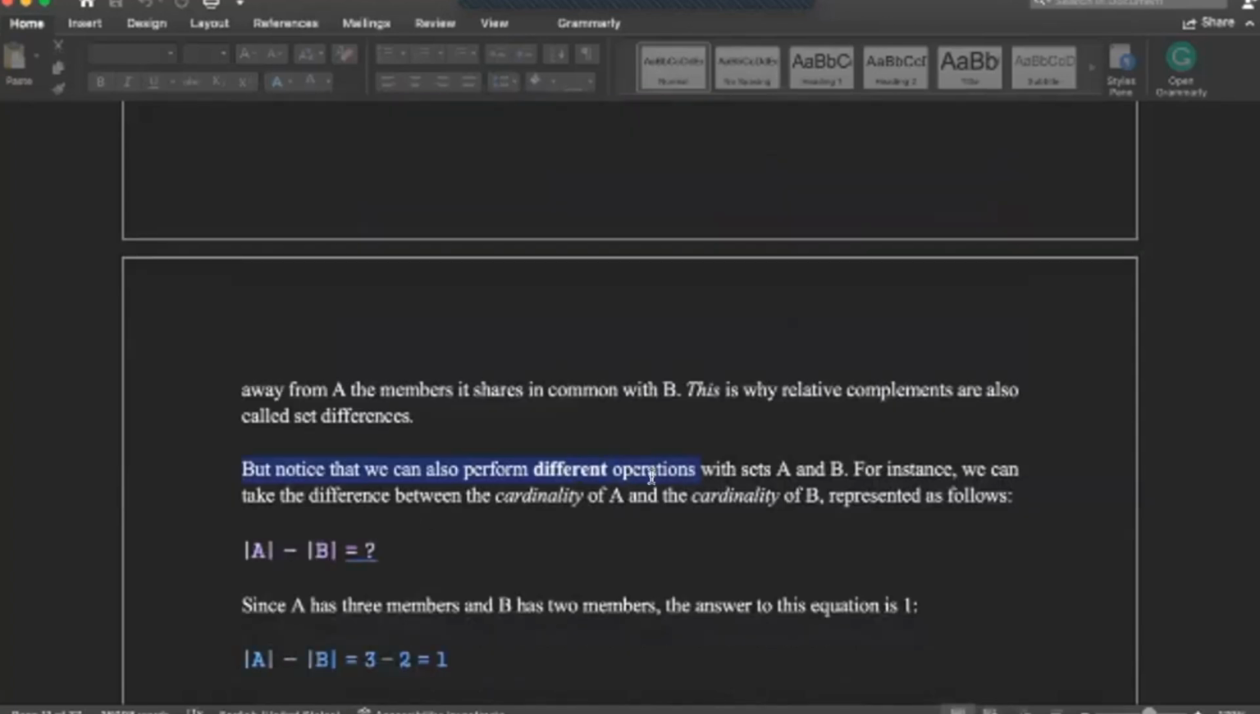But notice that we can also perform different operations with sets A and B. For instance, we can take the difference in the sense of subtraction. We can take the difference between the cardinality of A, which is a quantity or a number, and the cardinality of B, which is a quantity or a number, represented as follows. The cardinality of A minus the cardinality of B equals question mark.